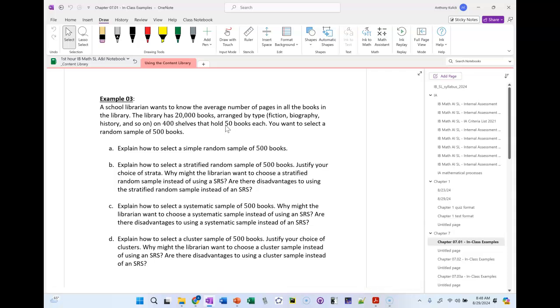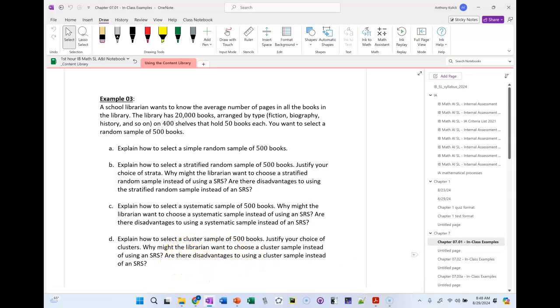Now, that's easy, right? You just pick out your shelf, you walk over to it, and you grab your 10 books. That'll be really convenient. So making your cluster a specific bookshelf is a nice way of doing that. What's the disadvantage, though?